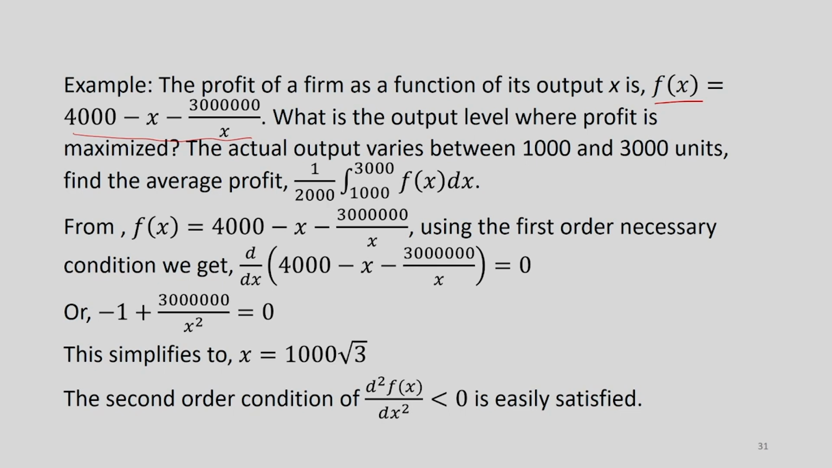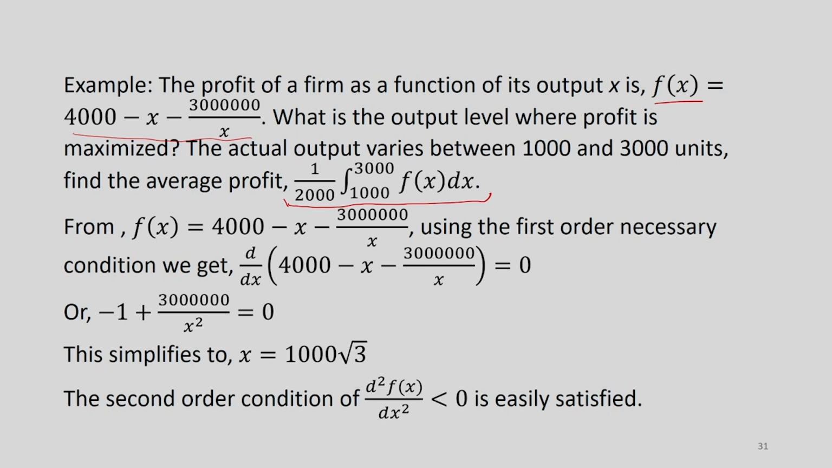What is the output level where profit is maximized? That is the first part. Second, the actual output varies between 1000 and 3000 units. Find the average profit, which is given by this form. So there are two parts to this question. First is at what output level the profit is maximized.